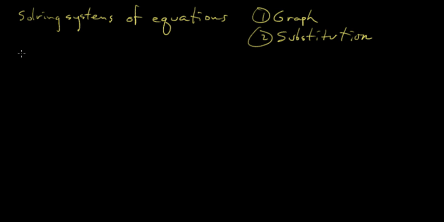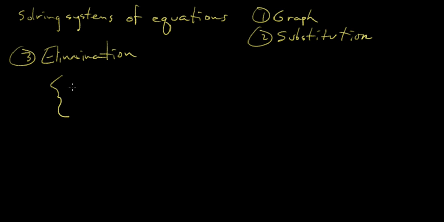Well, today we're going to talk about this third method, and there is one more method we'll talk about, but this is elimination. What we're going to do is combine the two equations and eliminate one of the variables. And I'll show you what I mean by that.